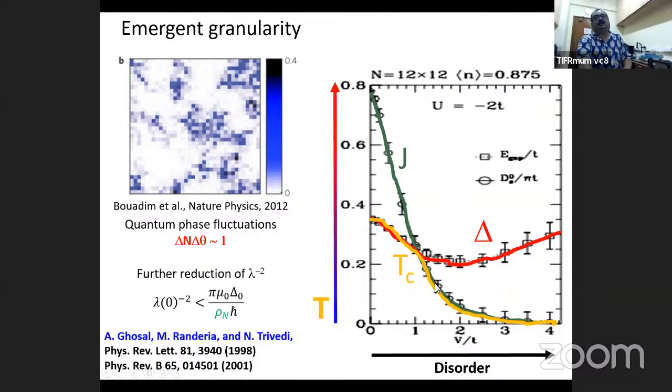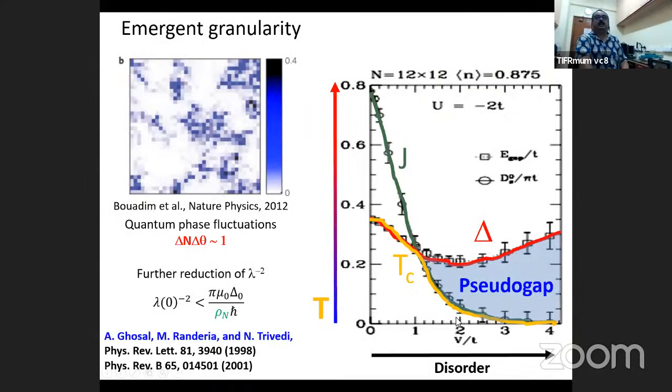So Tc will continuously keep falling like this, even though delta remains more or less finite. Now you know that these are energy scales, but energy scales divided by KB roughly will give you the characteristic temperature. So this is where you see a pseudogap.